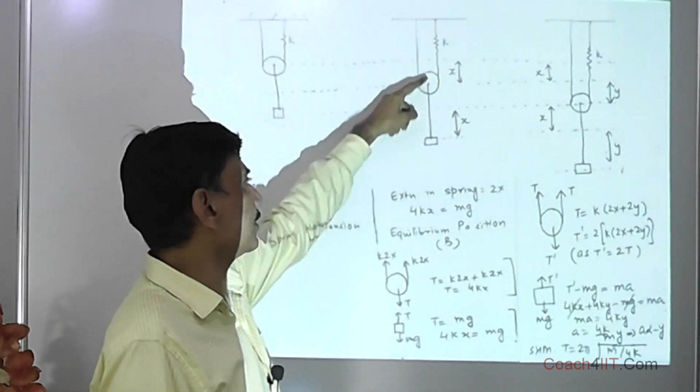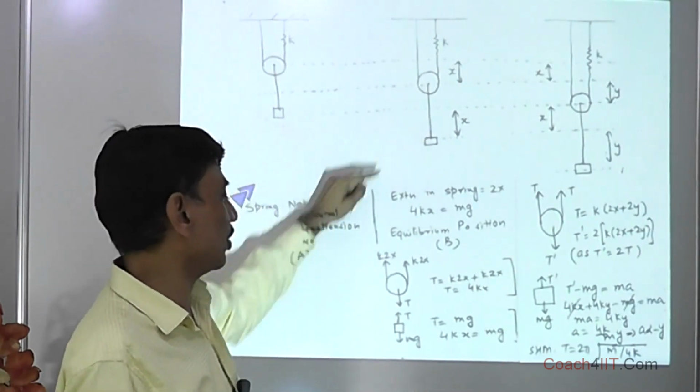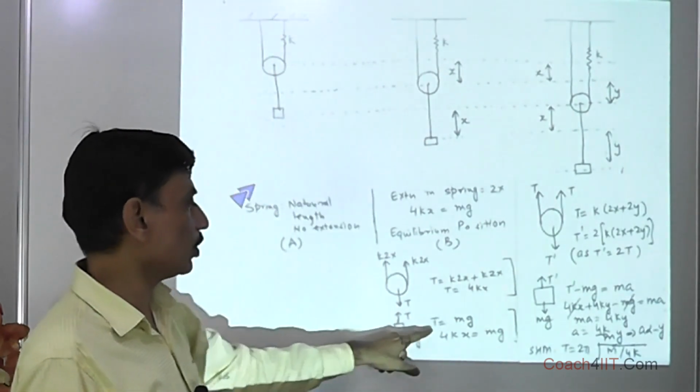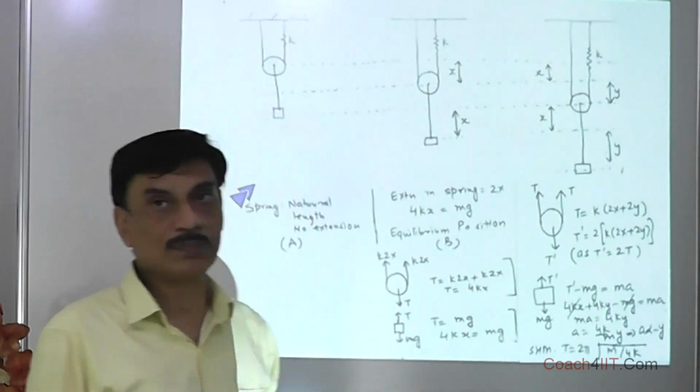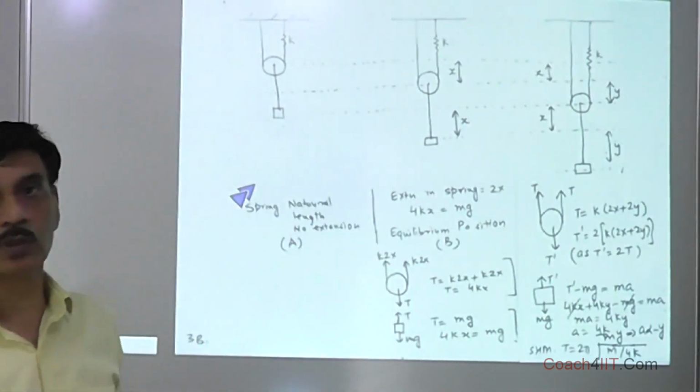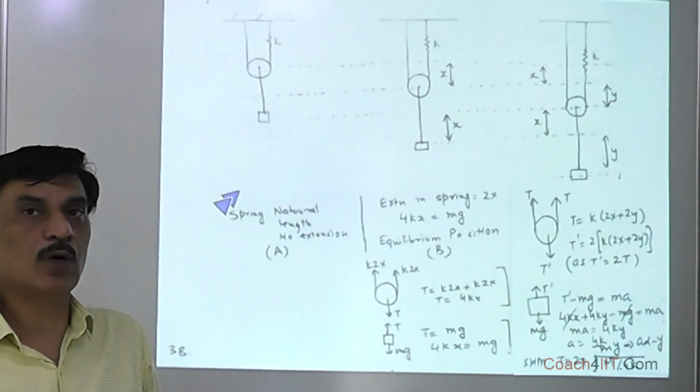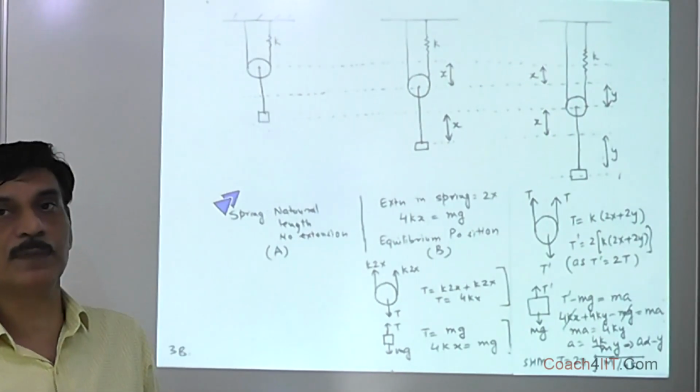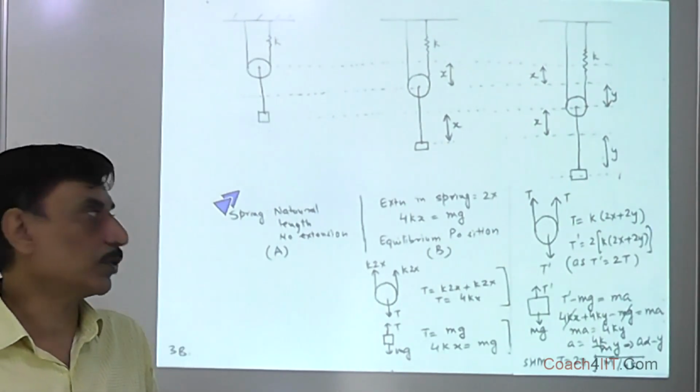And we look over here, that the string is the same, so the same tension is throughout the string. So T is here, mg is here. So T is equal to mg. So we get 4kx is equal to mg. This is the equilibrium position we are talking about. As usual, displace the body by a small distance y from its mean position and look for the restoring forces.